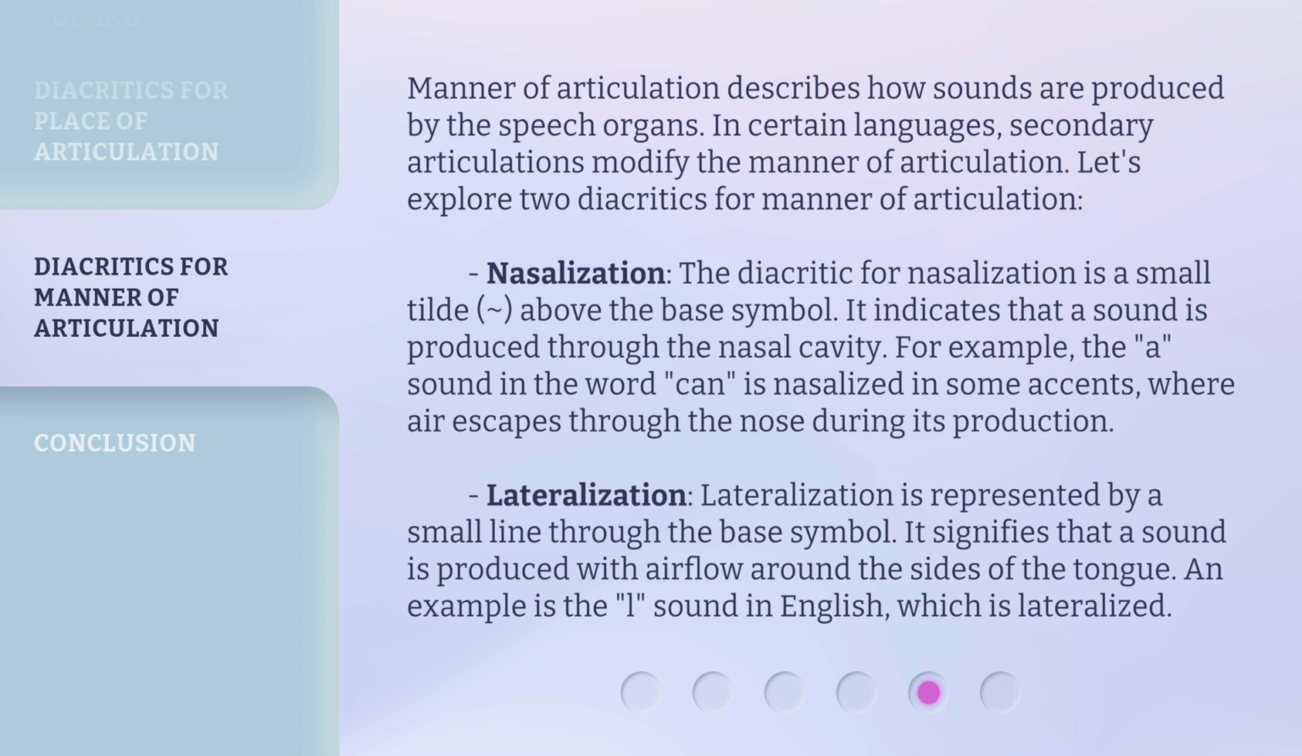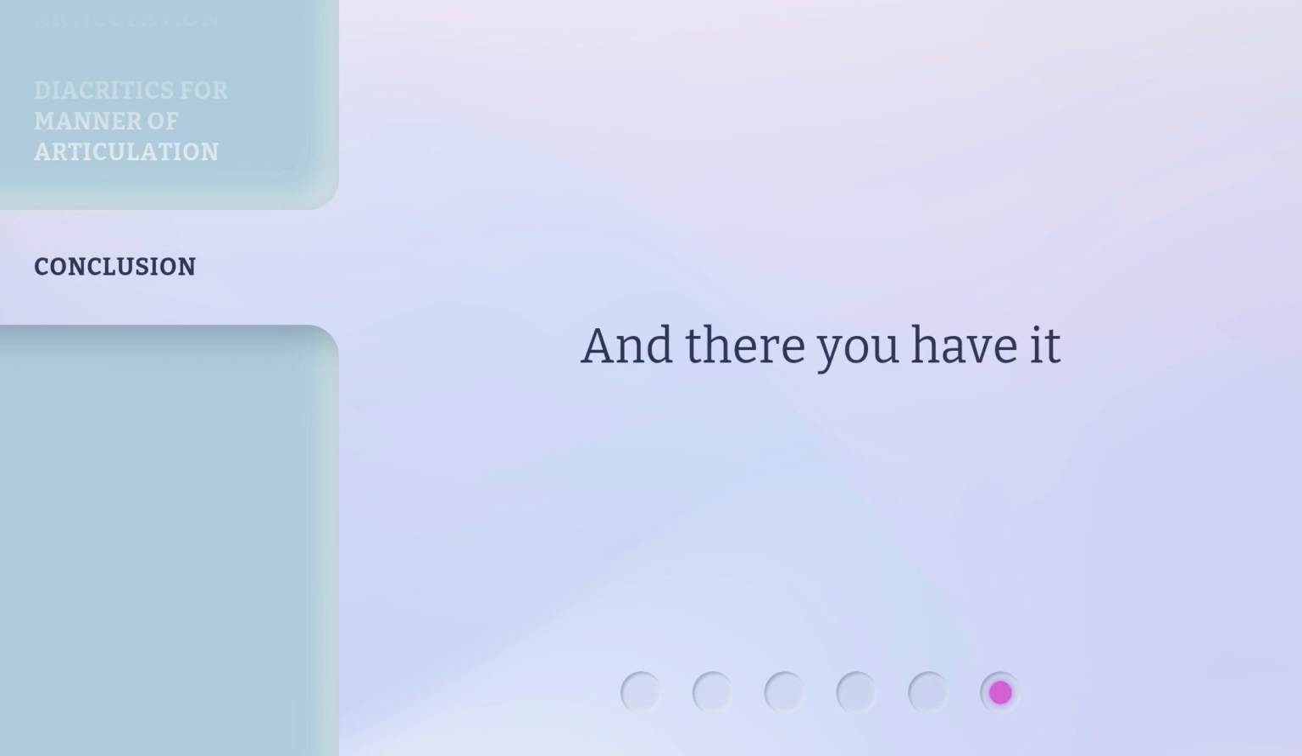during its production. Lateralization. Lateralization is represented by a small line through the base symbol. It signifies that a sound is produced with airflow around the sides of the tongue. An example is the L sound in English, which is lateralized. And there you have it.